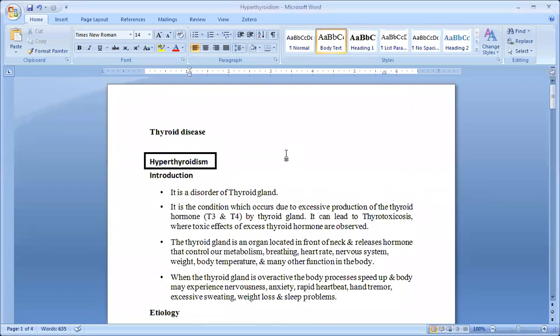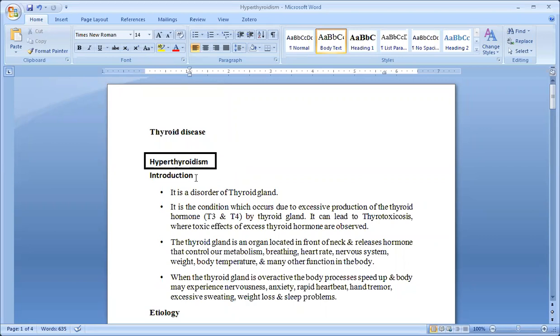Now see here. Today we are going to see thyroid disease. Yesterday what did we see? Diabetes mellitus. So today we are going to see thyroid disease. In that, today we will see hyperthyroidism. Two are there, hyper and hypo.